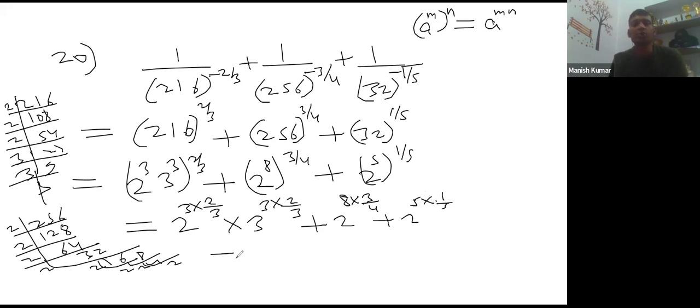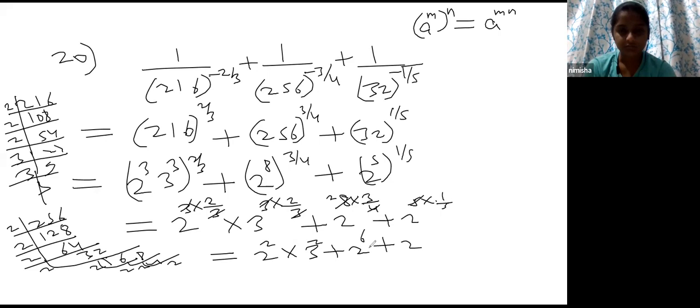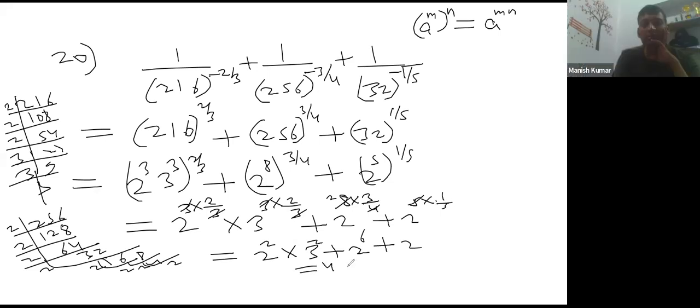Equal to. Now these will cancel out, 3, 3, 3. Here also 3, 3 will be cancelled. So 2 square into 3 square plus, here 4 2s are 8, 2 to the power 6, plus 2, because 5 will get cancelled. So what are the values? 4 plus 9 plus 2 to the power 6 is 64, plus 2. When I add it up, 64 plus 2 is 66, 66 plus 9 is 75, 75 plus 4 is 79. Is 79 given as the option in the answer?